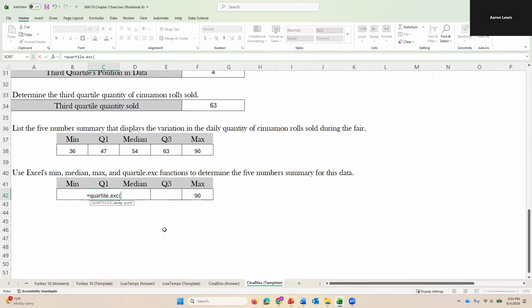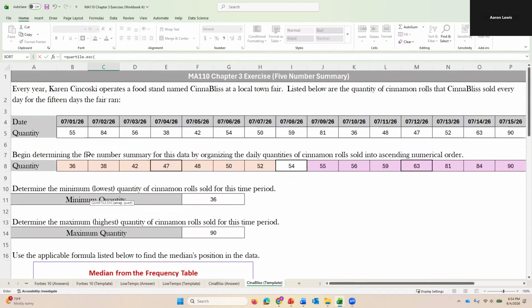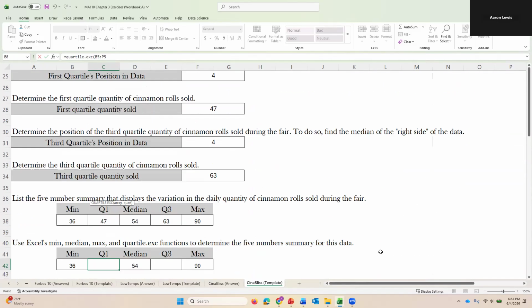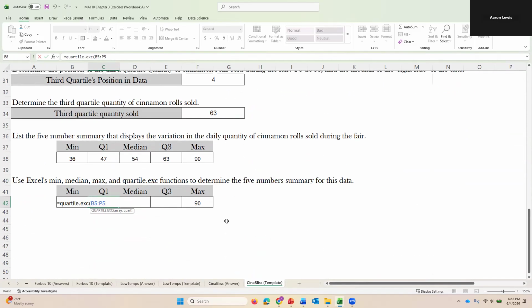I'm going to open a parenthesis, and there's two things I need in here. Firstly, the array, and then secondly, what quartile I'm looking for. Well, the array is exactly the same. It is still all of the numbers in B5 through P5. And then scrolling back on down to our formula, I'm going to hit a comma to move on to the second component of this function where I ask for the quart. And as this says right here, you type a 1 for first quartile. You can actually find the median this way by typing a 2 or a 3 for the third quartile. Well, I'm looking for the first quartile, so I'm going to have a 1 here. And it tells me that my first quartile number was 47, which matches the way that we found it by hand.